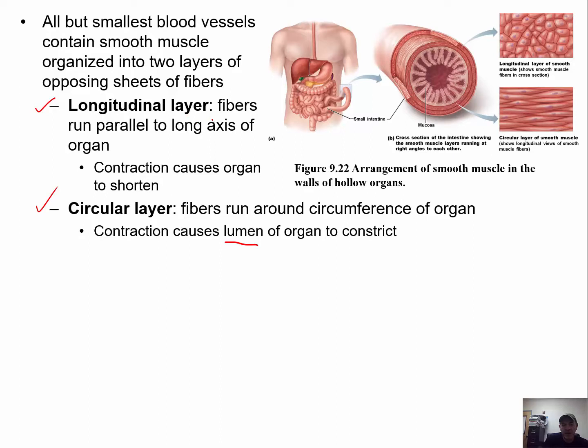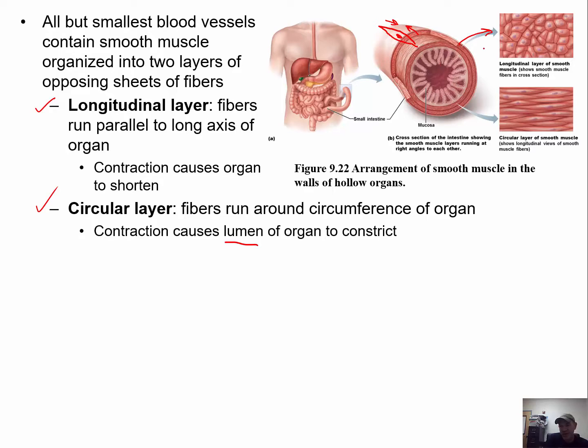Whereas when the longitudinal fibers contract, since the longitudinal fibers run along the length of the organ, like this intestine, when the muscle fibers shorten, they're going to cause the small intestine to shorten as well. And so that's true. In here, the outer layer would be the longitudinal layer.